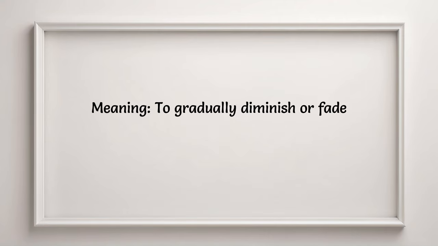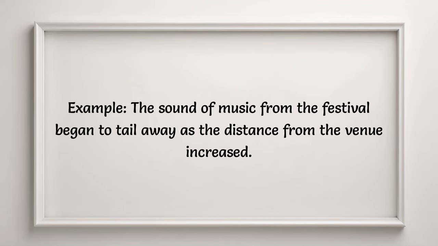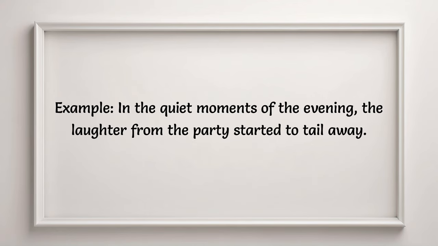Tail away. Meaning, to gradually diminish or fade. Example, the sound of music from the festival began to tail away as the distance from the venue increased. Example, in the quiet moments of the evening, the laughter from the party started to tail away.